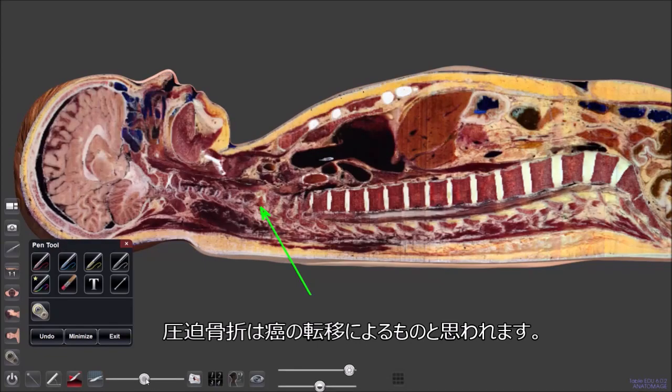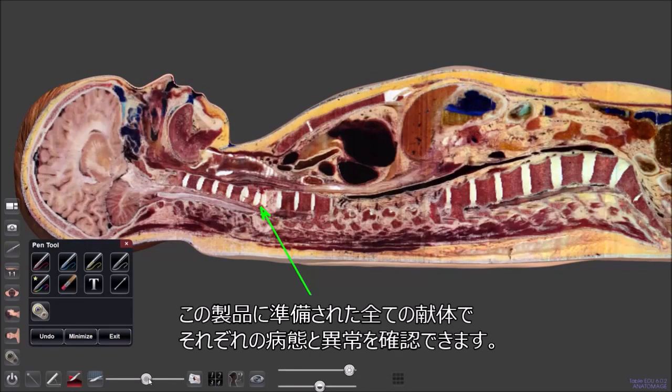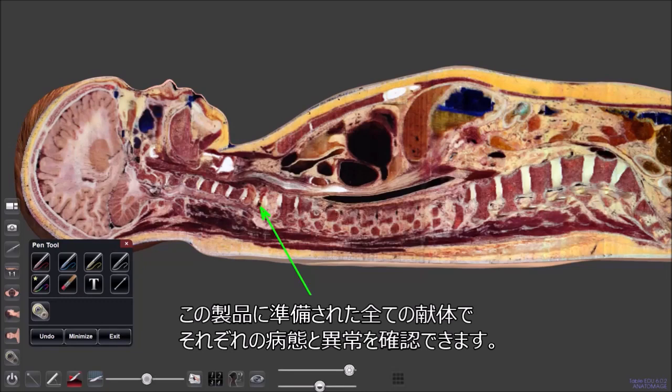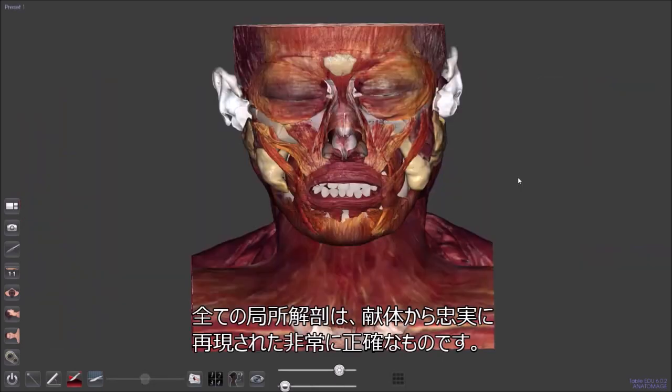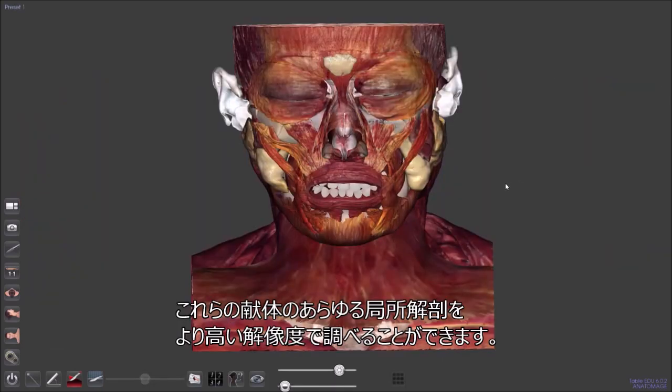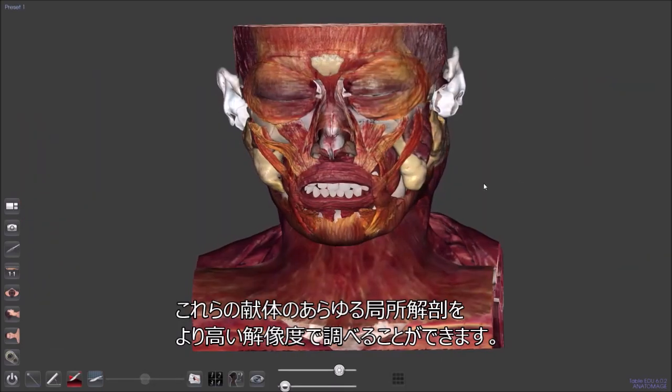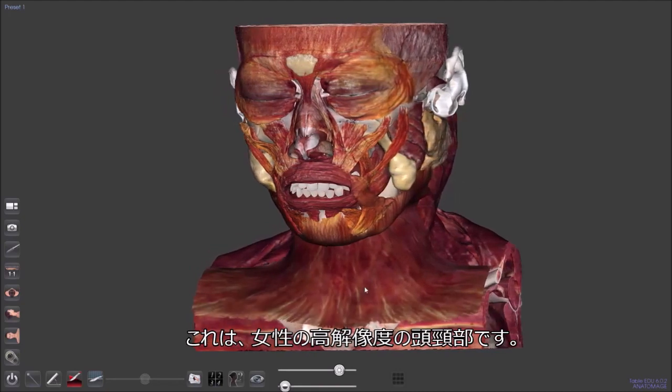With every cadaver that we have in this table, users can identify their pathologies and abnormalities. Every region of this contains highly accurate anatomy, faithfully reproduced from the cadaver. We can examine every region of these cadavers in a higher resolution. This is the high resolution head and neck region of our female cadaver. This is the same cadaver that passed away from gastric cancer.